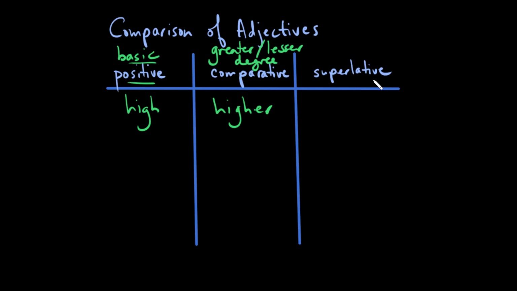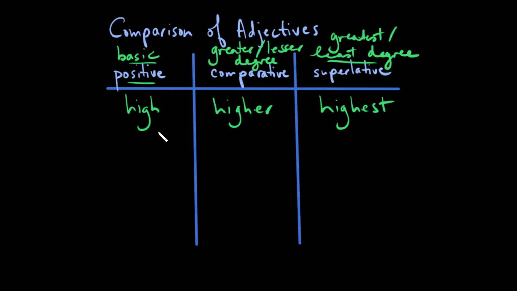If we use the superlative, then we're talking about the most or the least of something, and we can describe this as the greatest or the least degree of something. All right, so there we go. And in this case, it would be high, higher, and then highest.